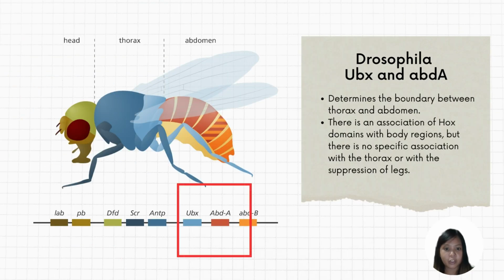In Drosophila, UBX, or Ultrabithorax, and ABD-A, or abdominal A, determine the boundary between thorax and abdomen. UBX specifies the identity and development of the third thoracic segment and the first abdominal segment. On the other hand, ABD-A is expressed in the posterior abdominal segments. As we can see, there is an association of Hox domains with body regions, but there is no specific association with the thorax or with the suppression of legs.